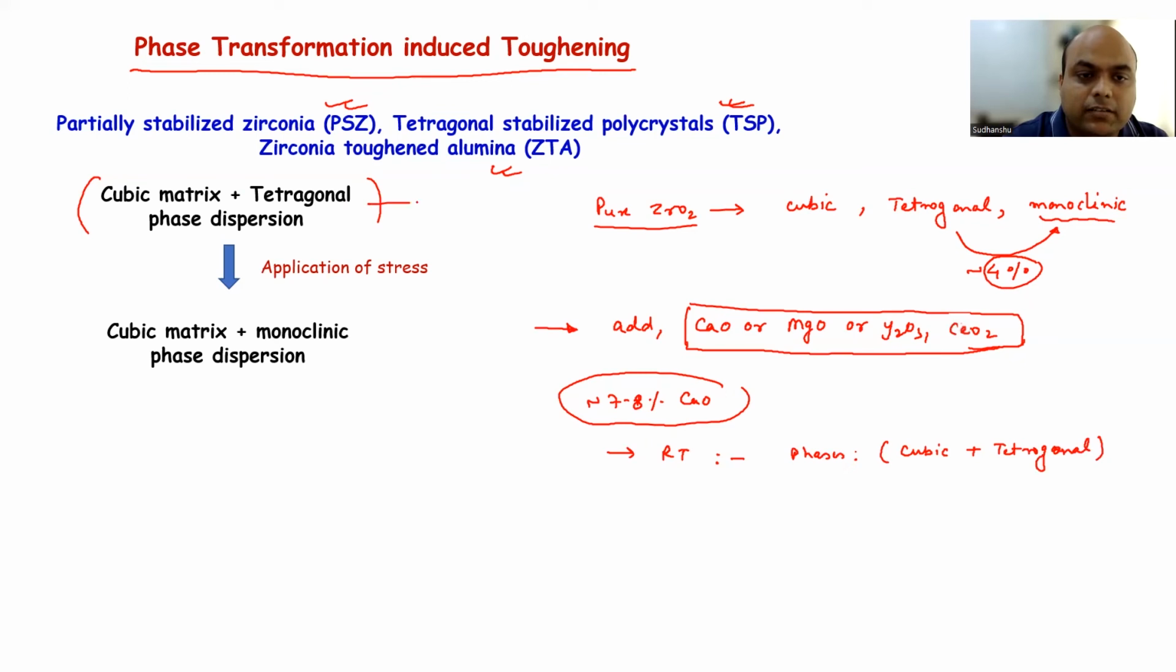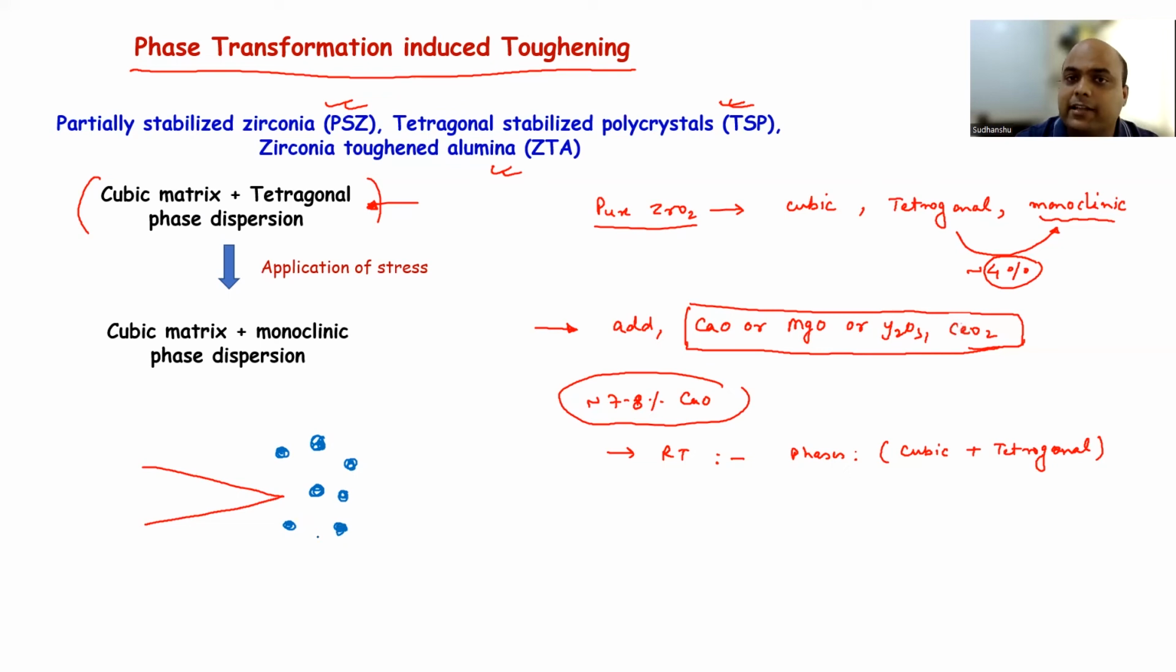And that is what I have written here. So you are going to have a cubic matrix, and tetragonal phases will be dispersed. Okay. So there will be two phases, right? Now, when you have the stress application or when you have a crack, suppose you have the matrix, which is cubic, and then you have a dispersion of tetragonal phase. So these are your tetragonal phase. These are dispersed in the cubic matrix, and there is a crack which is approaching, which is say propagating, right?